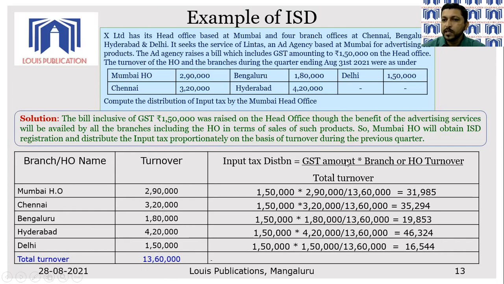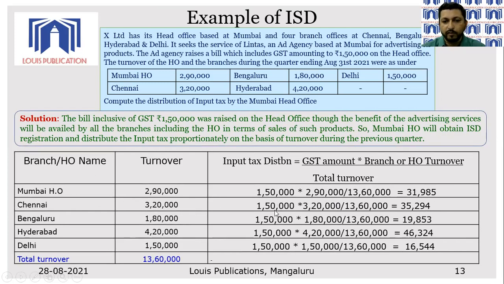So if you remember, C1 is equal to C. GST amount is the credit amount, C, into T1 divided by capital T. Capital T is indicated by total turnover, and T1 is either the branch or the head office turnover. So GST amount is 1,50,000, we have it here, into the Mumbai head office turnover is 2,90,000 divided by total turnover. Total turnover is 13,60,000. So input tax credit that will be retained by Mumbai head office is 31,985.